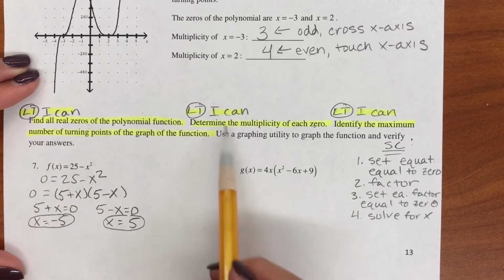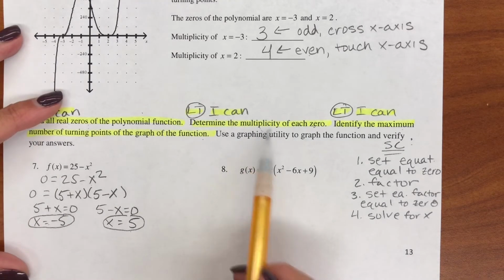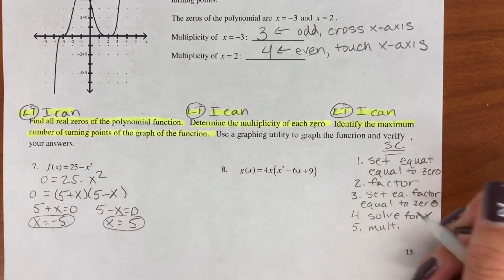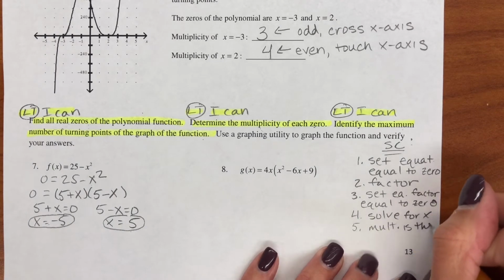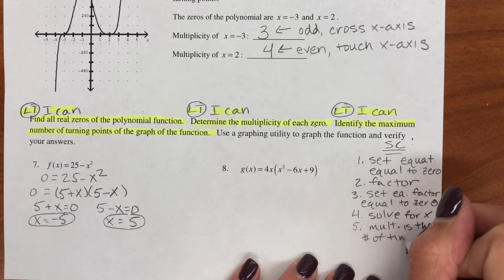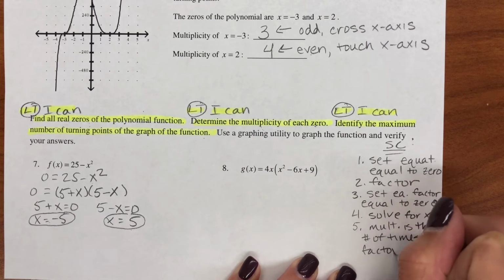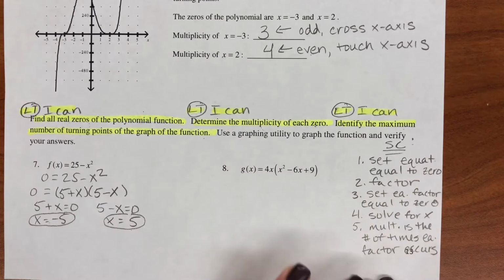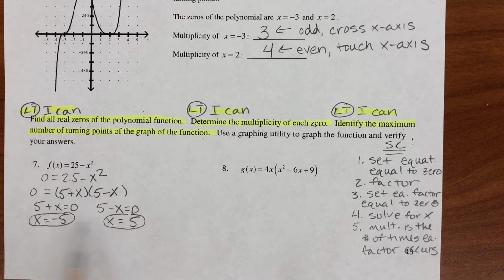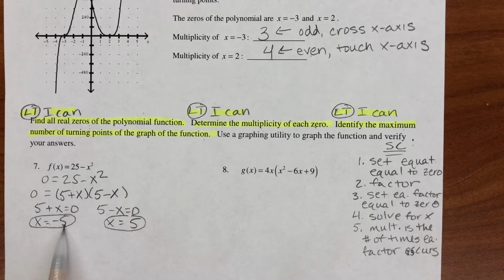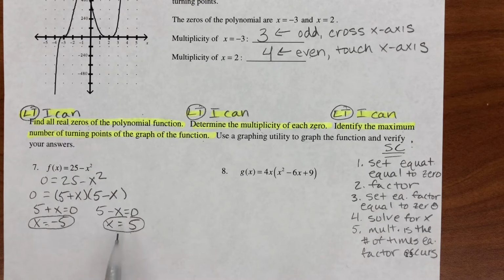Now we're going to use these zeros and determine the multiplicity. So the multiplicity is the number of times each factor occurs. Okay, so my first factor is -5. How many -5s do you see? Well, just one. So x equals -5 has a multiplicity of 1. Same thing here, x equals 5. There's only one, so that's a multiplicity of 1.